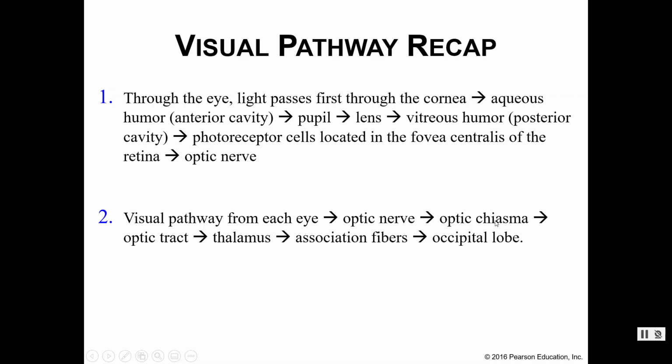Okay, so once we go through the optic nerve, we have to go through the chiasm, or the chiasma, however you want to say it. We'll take that information through the optic tracts. The thalamus, remember, is deciding where to send those signals. Okay, we'll hit those association fibers to get them all the way back to the occipital lobe for processing.